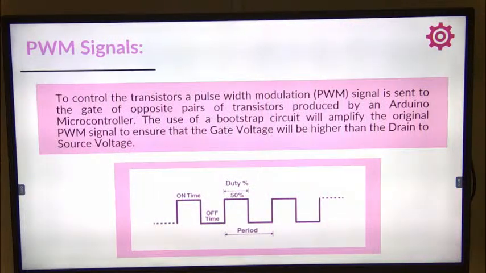The PWM signals, also known as pulse width modulation. To control the transistors, a pulse width modulation signal is sent to the gate of opposite pairs of transistors, produced by the Arduino microcontroller. A bootstrap is used to amplify this original PWM signal to ensure that the gate voltage is higher than the drain to source voltage. In the image below, we can see a representation of one of our pulses, which represents the on time and the off time, which represents 50% of our duty cycle.